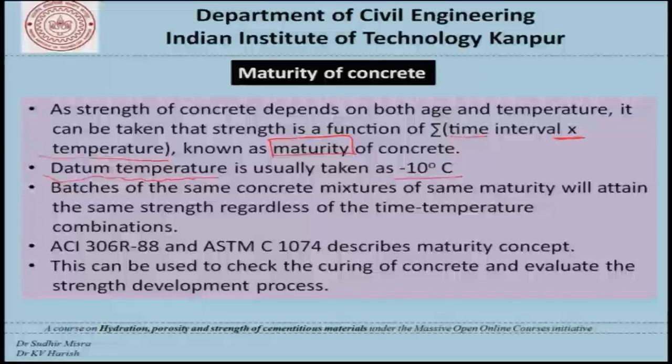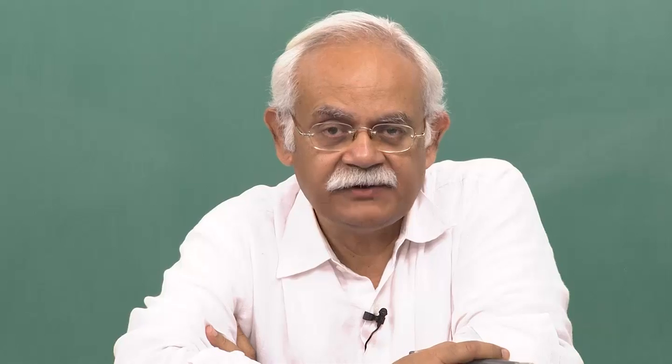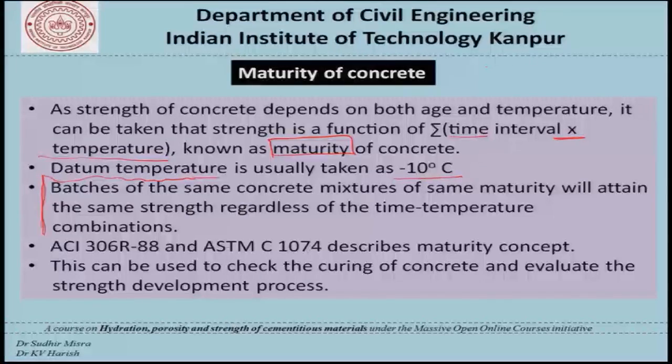Batches of the same concrete mixtures of the same maturity will attain the same strength regardless of the time-temperature history or the combinations of time and temperature. So this is the essence of this discussion, that the strength is related to the maturity of concrete, which is a product of the time and temperature. Basically, what we are saying is that concrete cured at 20 degrees centigrade and concrete cured at 30 degrees centigrade for 7 days will attain different strength. How much the difference will be can be calculated if we take a product of these two numbers, taking into account this datum temperature.